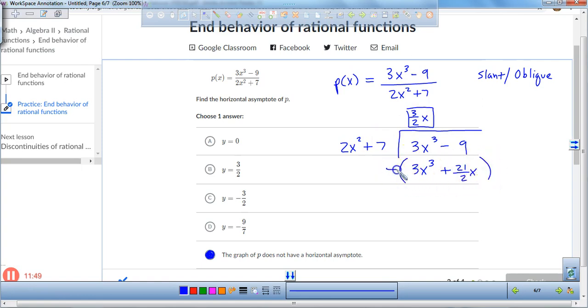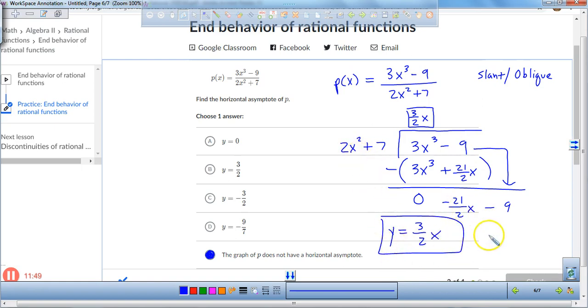We have to subtract these. This zeroes out, and this becomes a negative 21 over 2x. I'm going to bring down the minus 9. This one's a little bit trickier. How does 2x squared go into negative 21 over 2x? It does not. Since this does not go into this, our slant asymptote is y equals 3 over 2 x. This is what's known as our remainder.